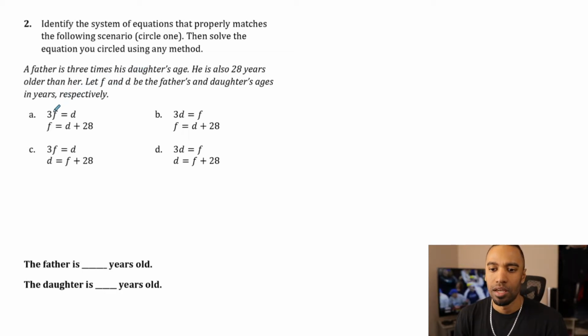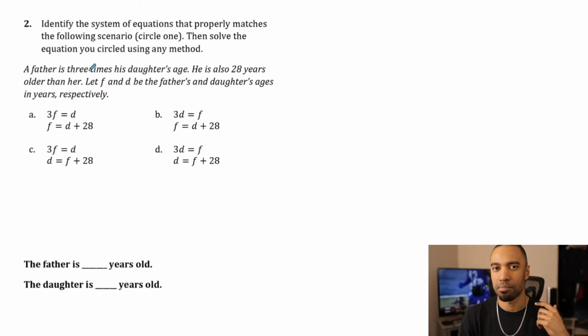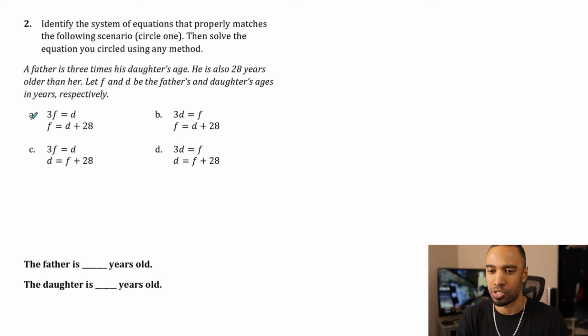Father, daughter. A, if we take 3 times the father's age, would that equal the daughter's age? I don't think that makes enough sense to say 3 times the father's age is the daughter's age. The father should be older. The father is 3 times the daughter's age, but that means we've got to triple the daughter's age, not the father's age. That doesn't seem to make sense there. So that means that C doesn't make sense either because we have 3F equals D. So it's got to be one of these two. Now, which one's correct among B and D?